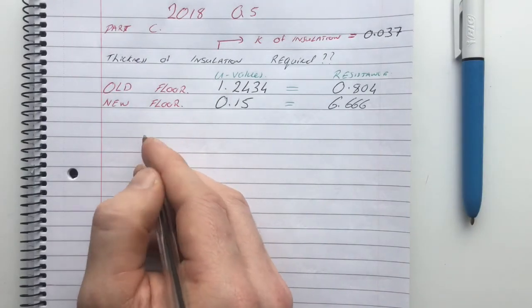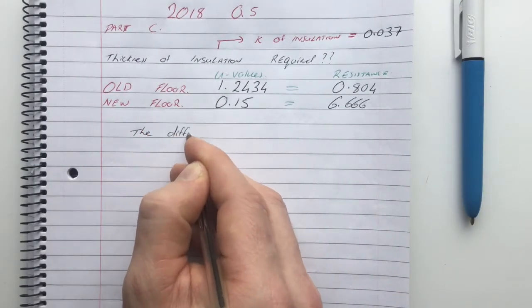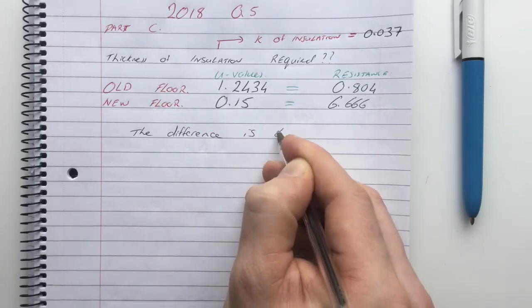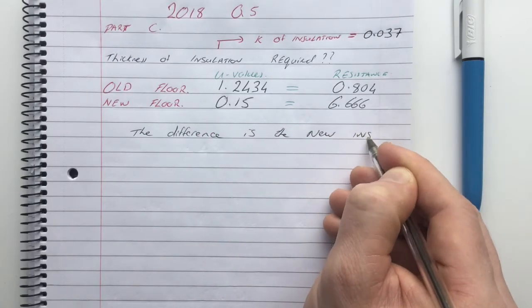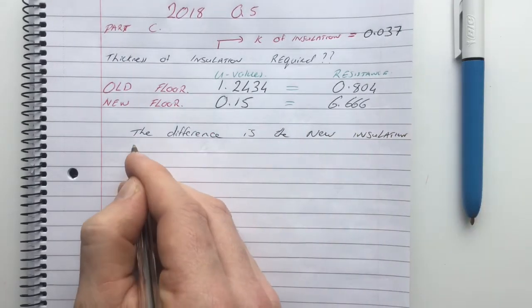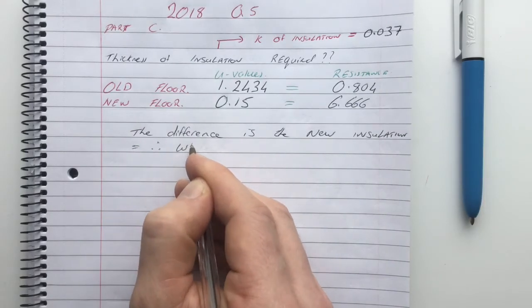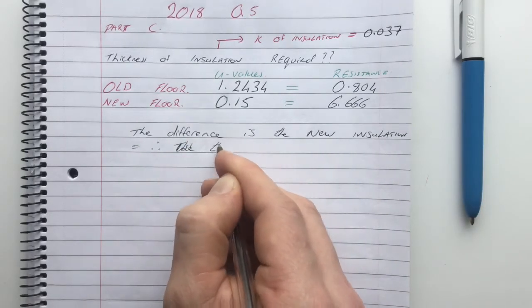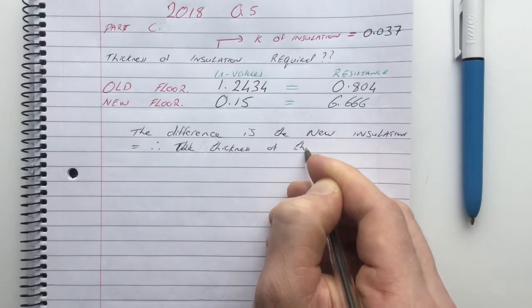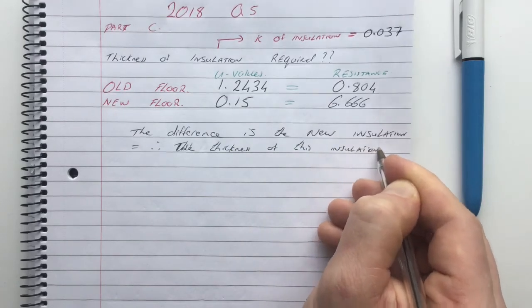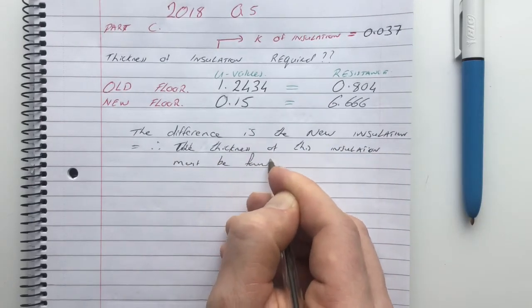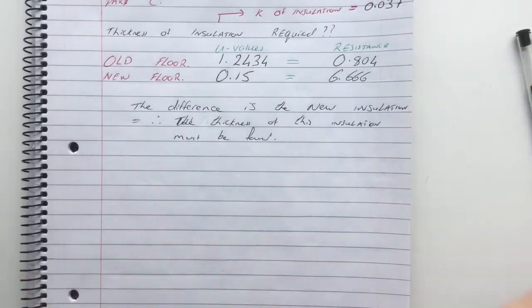The resistance is useful now for our formulas. What is the difference between both? Well, what has changed? What really has changed here is that we've added insulation between the new floor and the old floor. Therefore, the difference in the resistance is actually the resistance of the insulation, because that is what has changed between the new floor and the old floor.